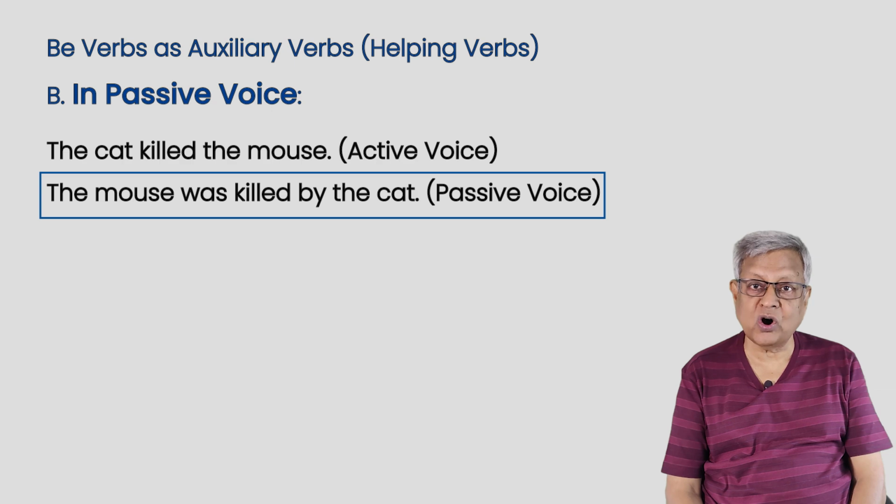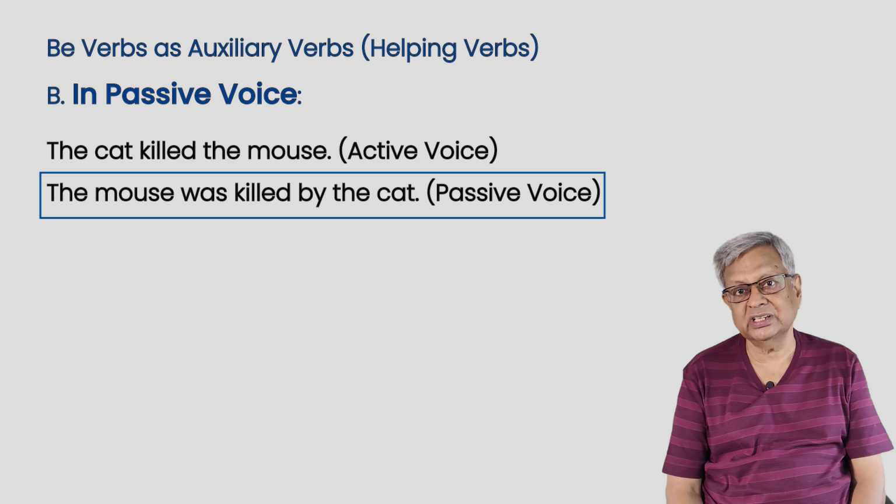The mouse was killed by the cat. So in the passive voice, you see was killed. The was is the be verb. In active voice, the cat killed the mouse, there is no be verb at all. Killed is an action verb. But in passive voice, the mouse was killed by the cat. So was is the be verb. It is used in passive voice.